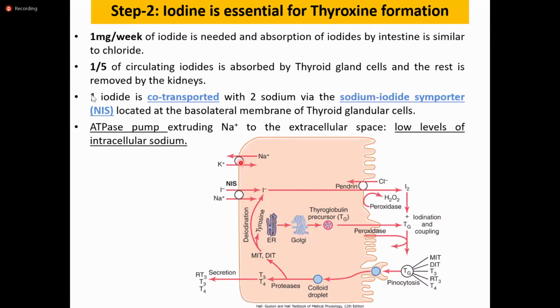You say that once 1 iodide enters, it will bring 2 sodium in. And to remove the extra sodium from the intracellular compartment, there is a sodium potassium ATPase. So you don't want intracellular sodium levels to go up, because the major ion intracellularly is potassium. So you need to take that extra sodium out, and that happens by the sodium potassium ATPase pump, which takes out the sodium.